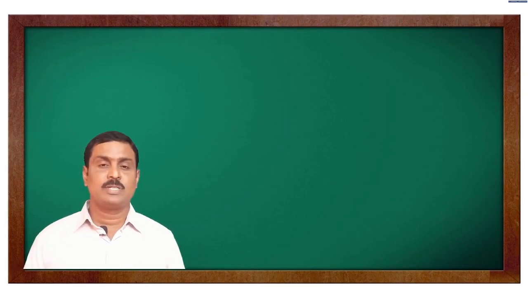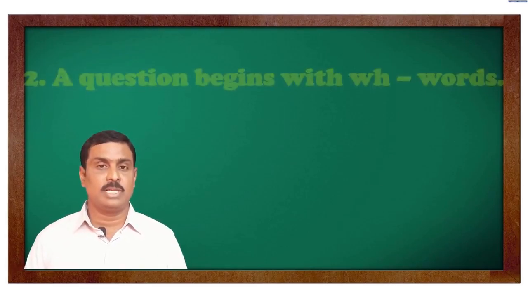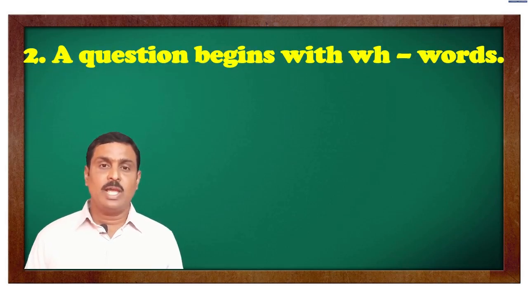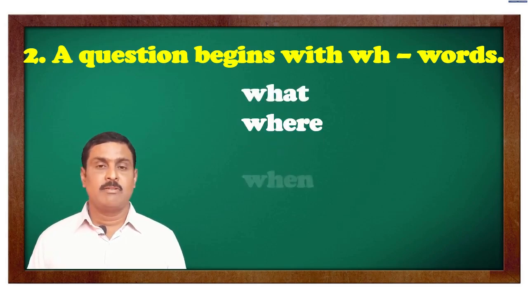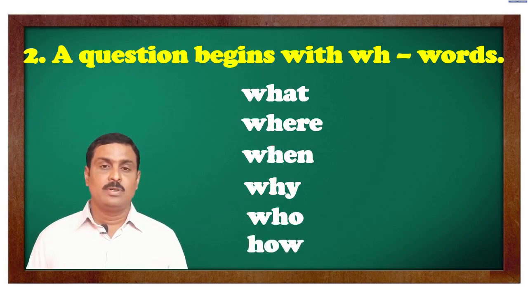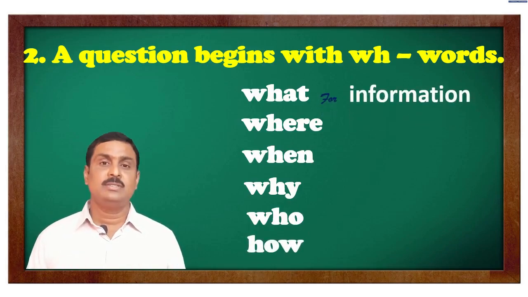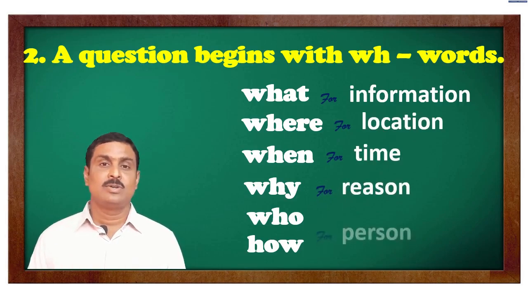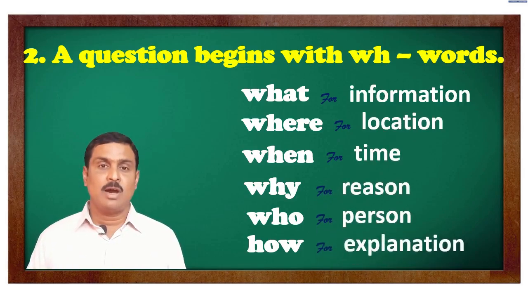Okay, now we go for the second way of making questions in simple present tense: a question beginning with WH words. Here we have six different question words: what, where, when, why, who and how. We have what for information, where for the location, when for the time, why for the reason, who for the person and how for explanation.